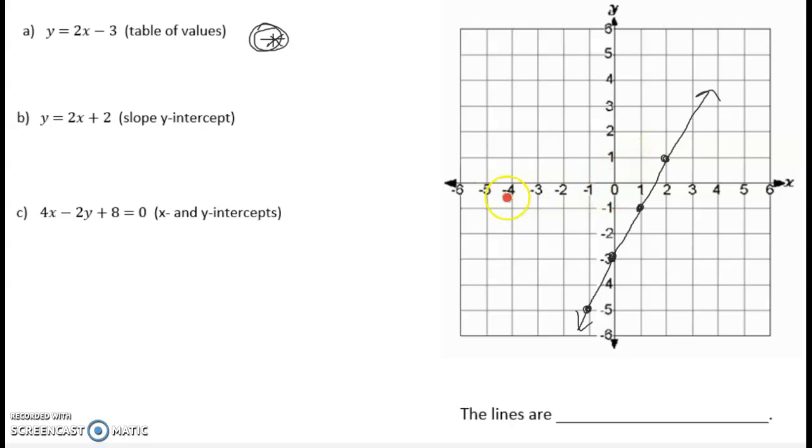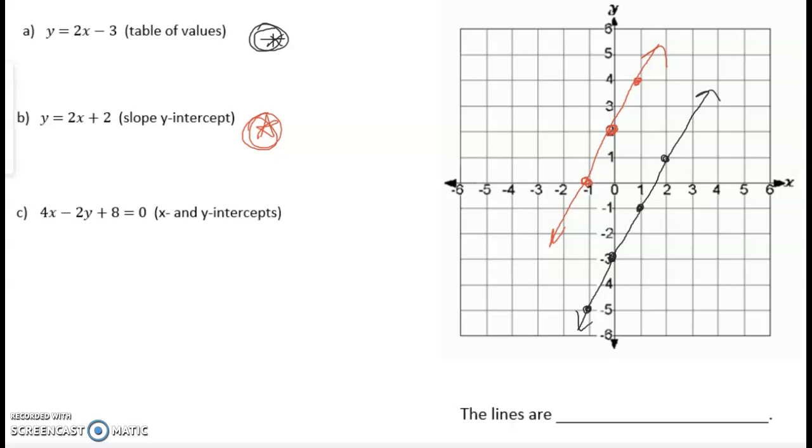So for my y-intercept, we're going up 2, 1, 2, and then over 1. Put my dot. I can also go down 2, over 1. Put my dot. Okay? So I'm going to draw this as best I can. So that one was in red.